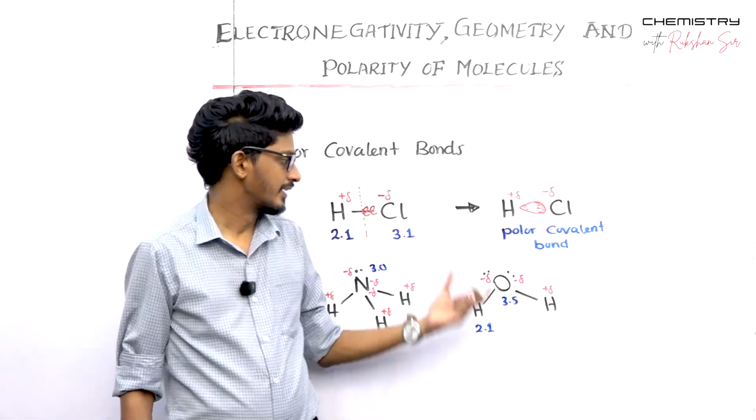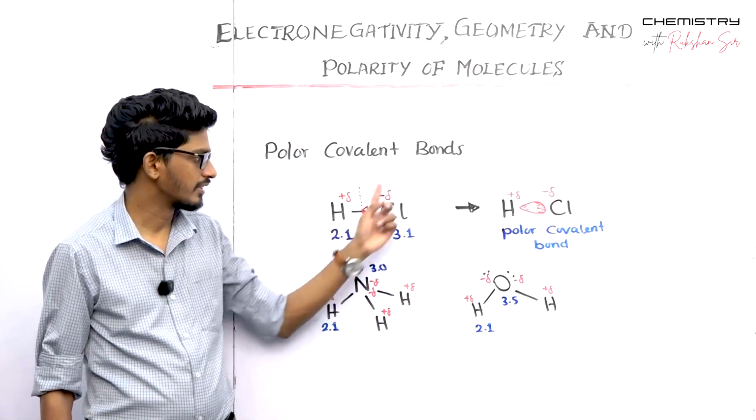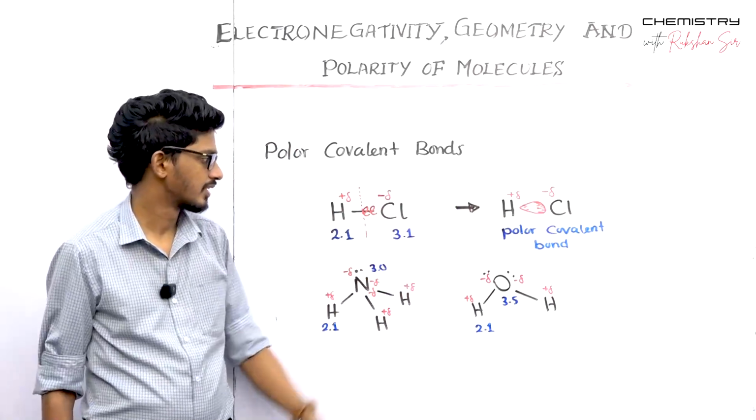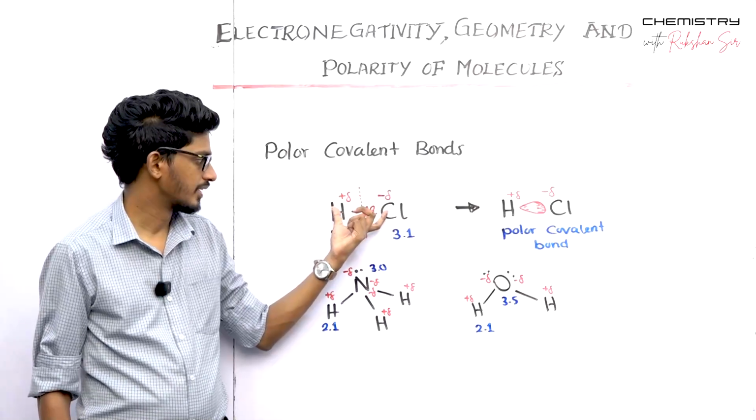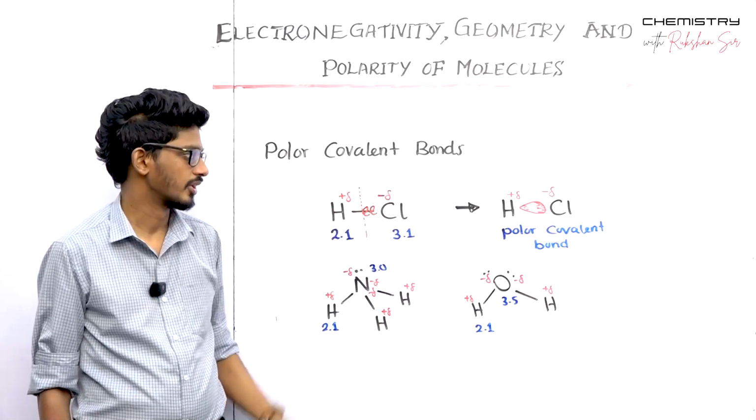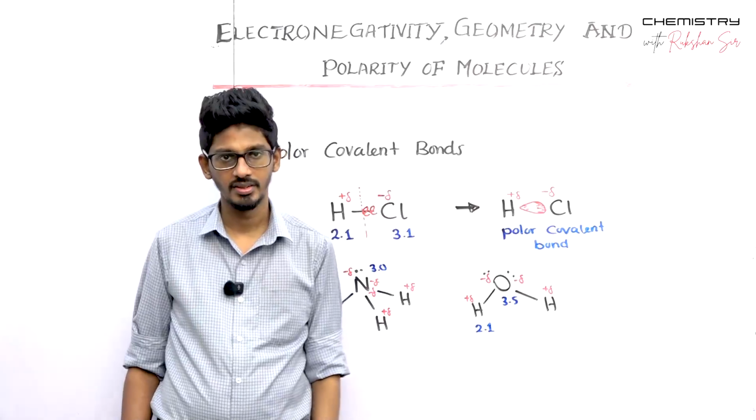So there's a space there, so you can write this thing, the first line, right? The polarity of HCl bond. You can write like this, right?